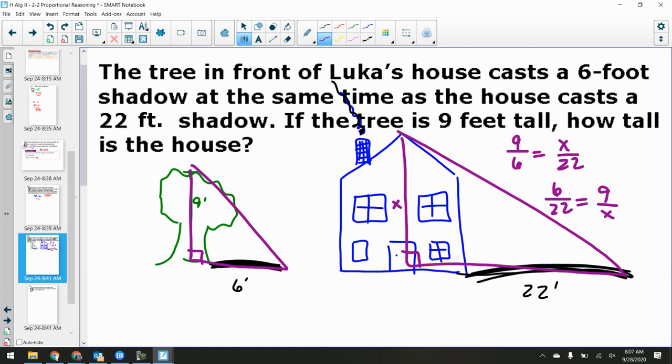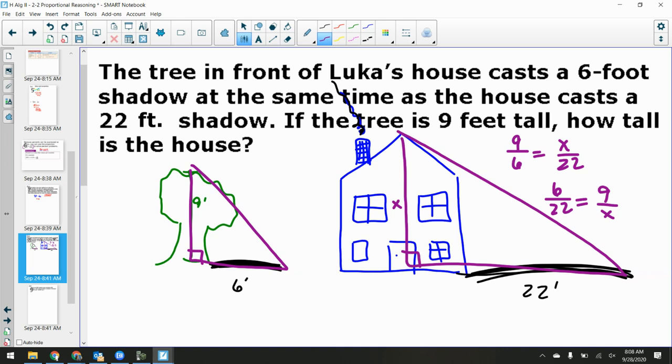Could you also say 9 over x is equal to 6 over 22? Yeah, that's kind of the same thing as this one though, right? Flip that around. Could you also say x over 22 is equal to 9 over 6? Yeah, just make sure things are in the same ratio to one another. If I'm going to go object divided by shadow, the other side has to be object divided by shadow. If I'm going to go small over big, the other side has to be small over big.